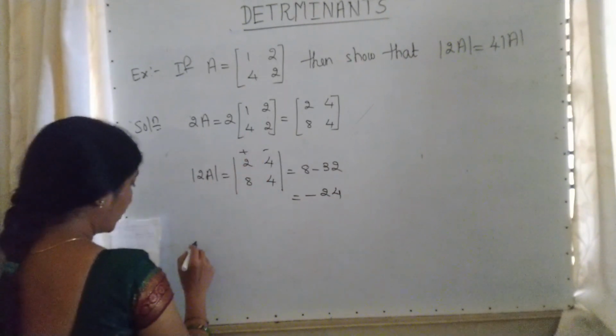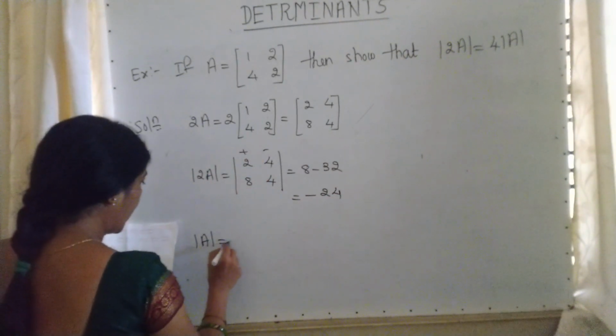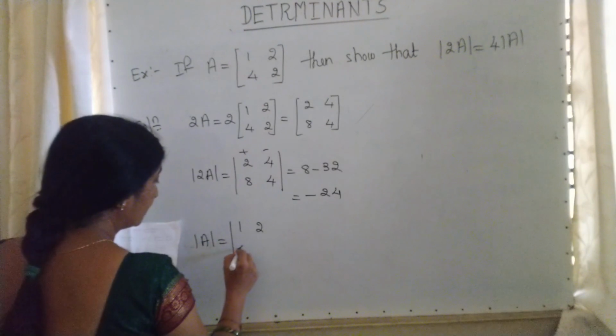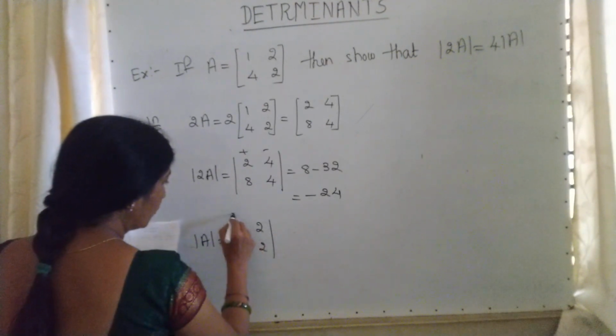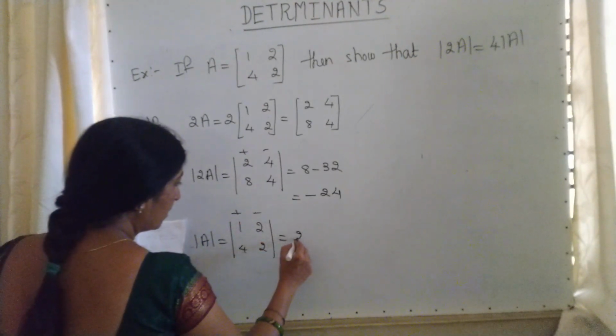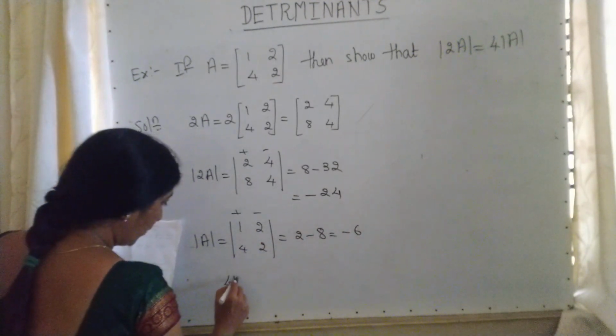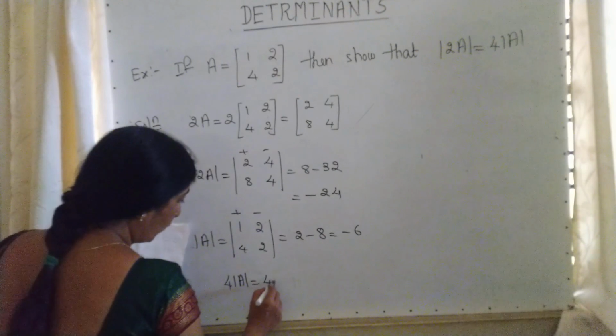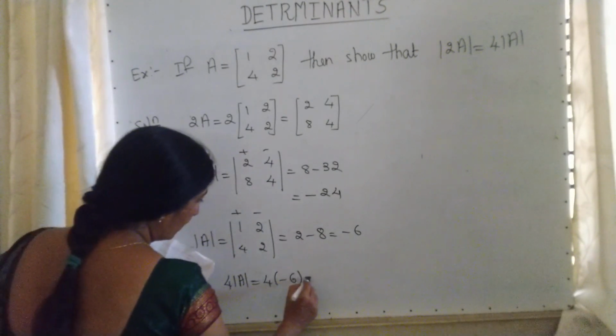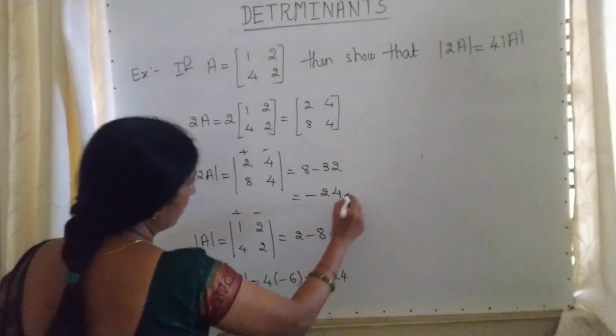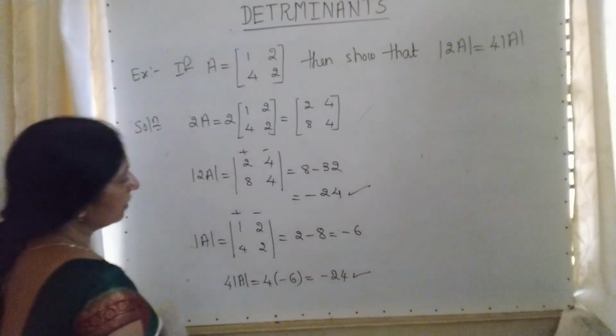Then go for the next. Find the determinant of a. As usual, plus and minus. 2 minus 8, that is minus 6. 4 into determinant of a. 4 into minus 6. It is minus 24. See this answer and this answer. Are they same or what?